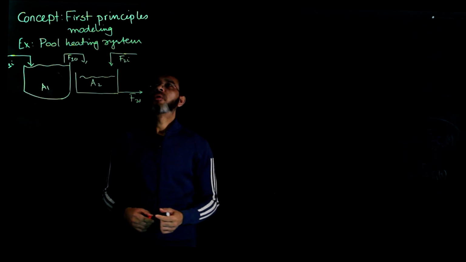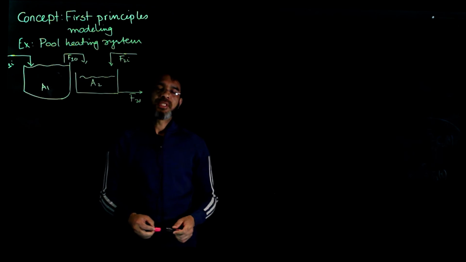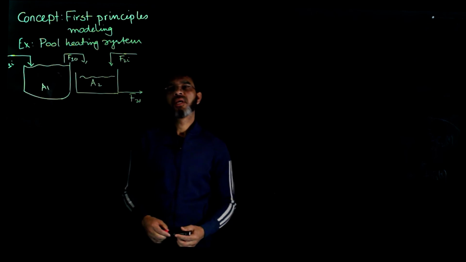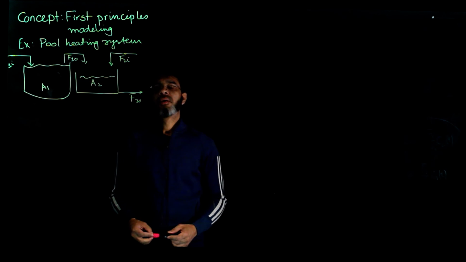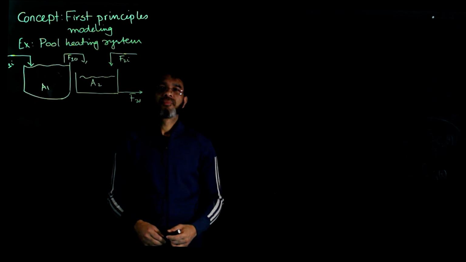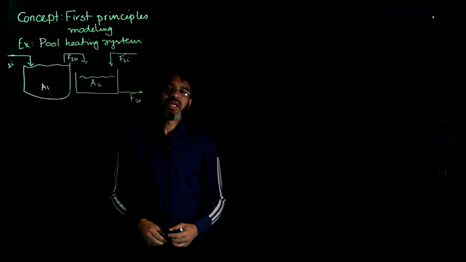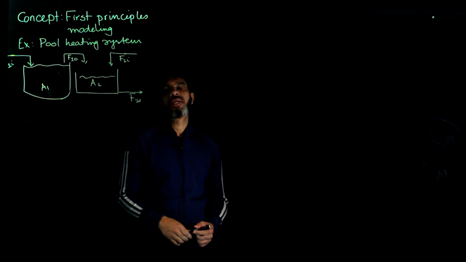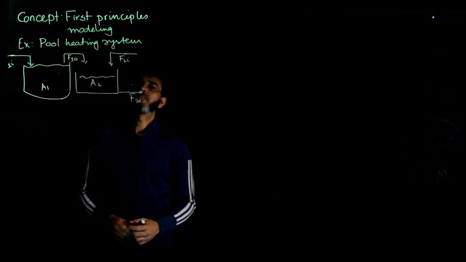In this session, we talk about first principle modeling using a pool heating system example. Here the objective will be to cover mainly the use of the conservation of energy equation. For this case, we take the same example of the two pool system.